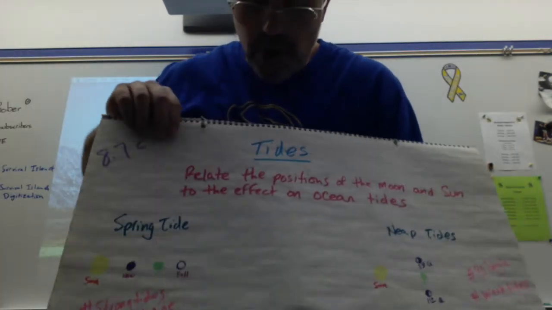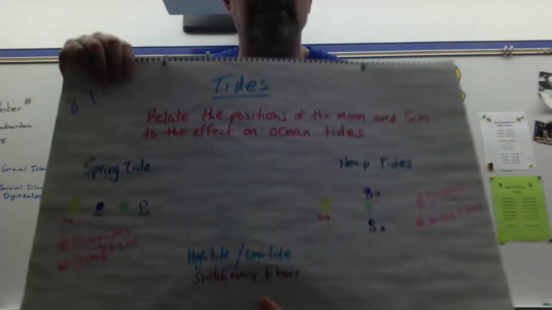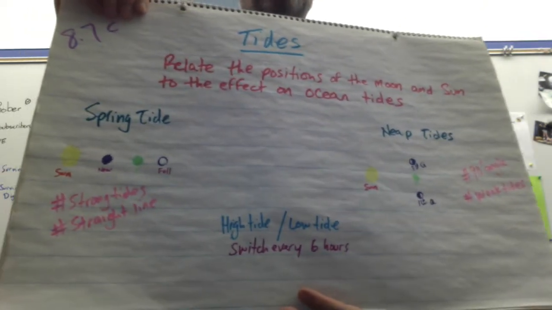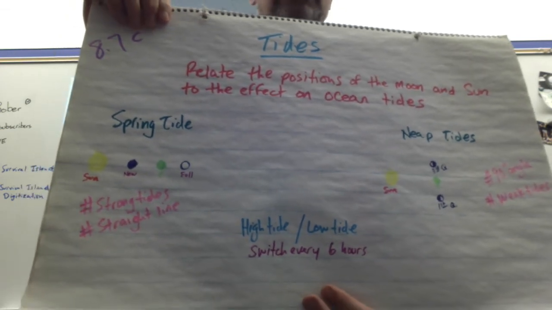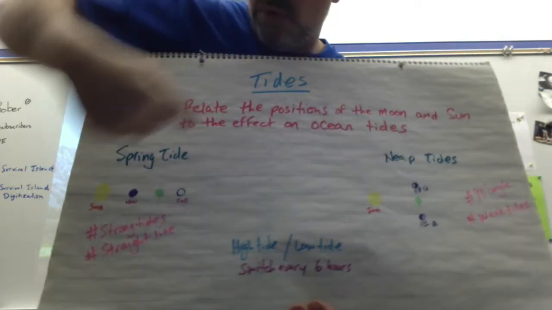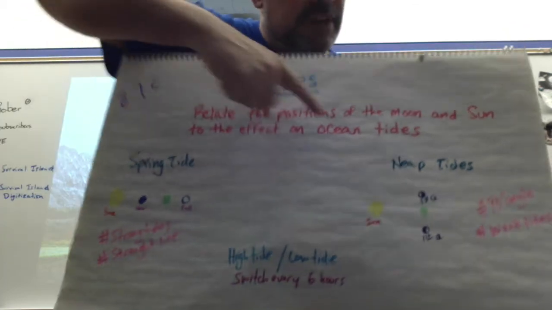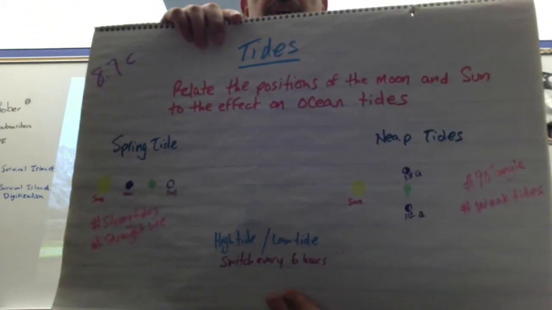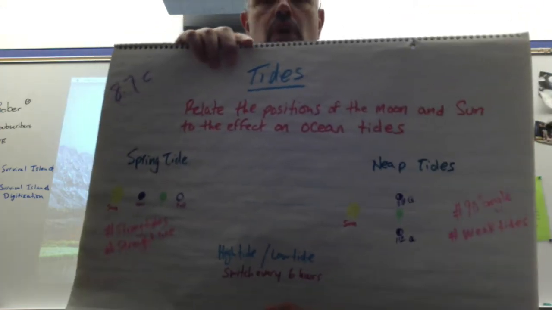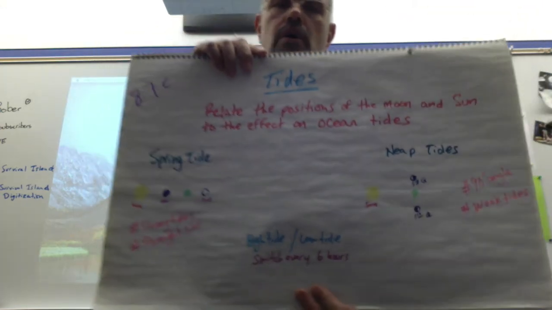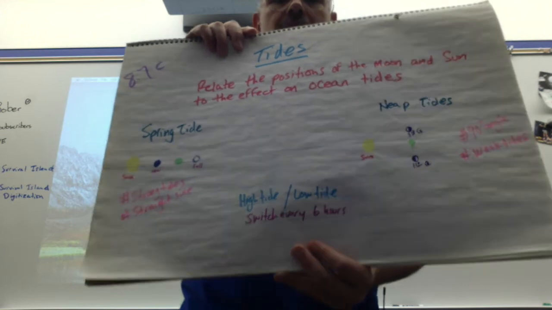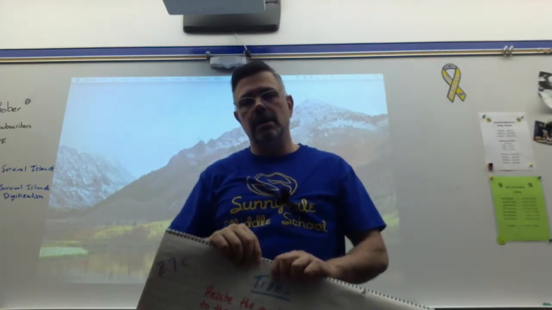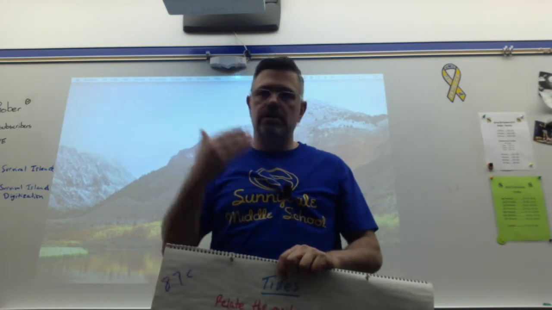So here we have relate the positions of the moon and sun to the effect of the ocean tides. We have spring tides, straight line, strong tides, as you can see on this side over here. And then you have neap tides, which are 90-degree angle, and they are weak tides, so they are not strong. So your high tide and low tide, not to be confused with neap and strong tides, they happen every 6 hours. Every 6 hours it's switching.